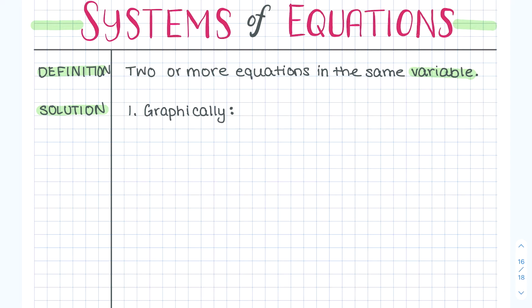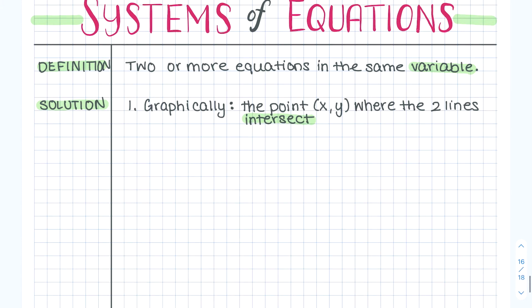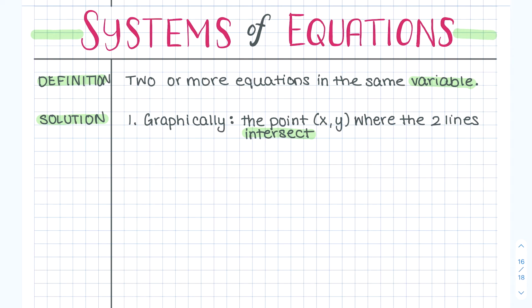And when you graph, basically if I graph two lines, it's the point, written like an ordered pair, the point x, y, where the two lines intersect. And intersect means crossing. So when I have two lines, wherever they touch and intersect, that is my solution. That point is my solution. It's going to look like a point like this, okay?